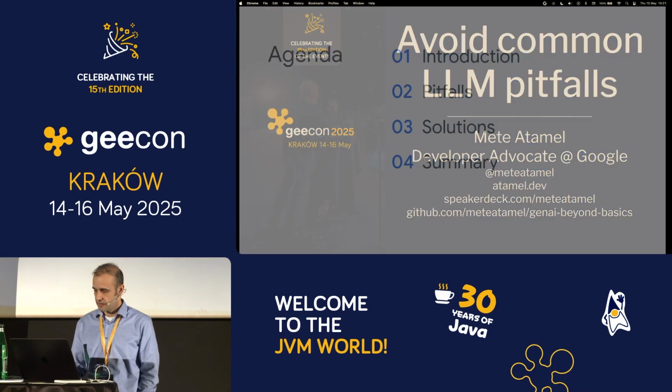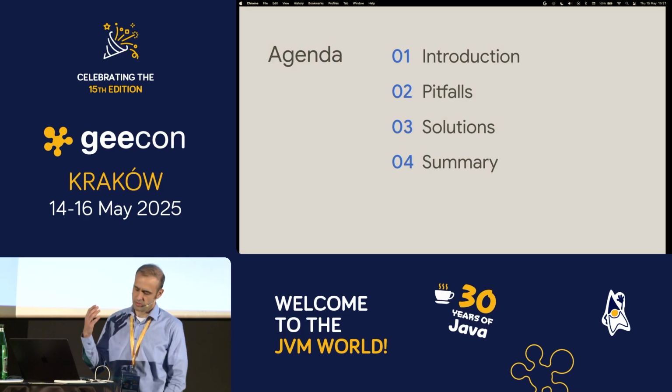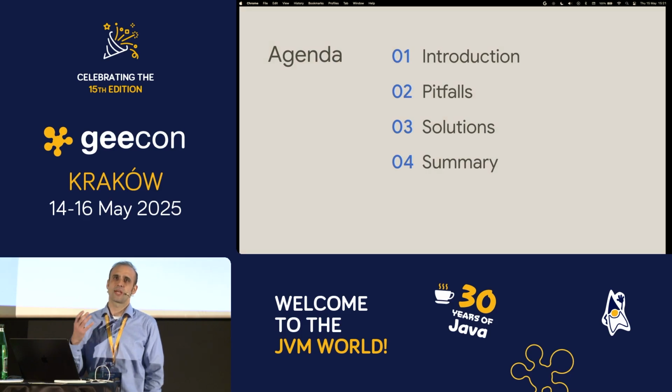All right. So what we're going to do is that first I want to do a really quick introduction to large language models. I know we all know about them and we all are using them, but just to look at the latest and greatest on large language models and know where we are. And then we'll go through the problems, the pitfalls section. So what are the common problems with large language models? Then we'll look at solutions. That's the important bit. And then we'll finish with some summary.